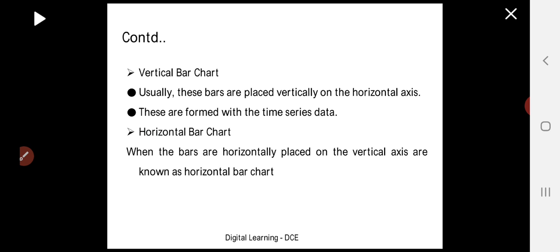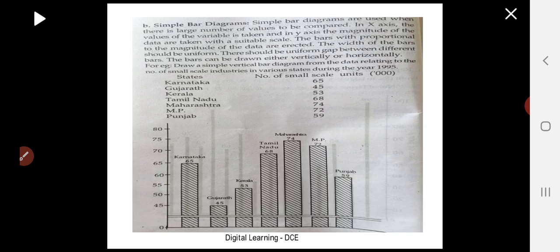Bar charts can be a vertical bar chart or a horizontal bar chart. Usually, vertical bar charts are those with bars placed vertically on the horizontal axis, and these are found with time series data, where there is continuous time series data. Then horizontal bar charts are those placed horizontally on the vertical axis.